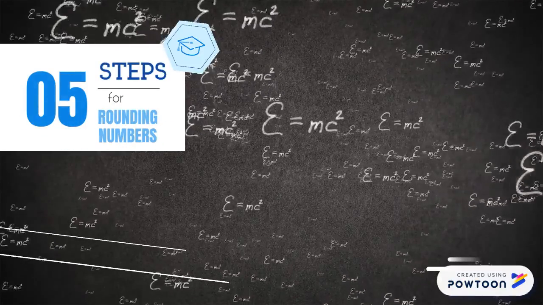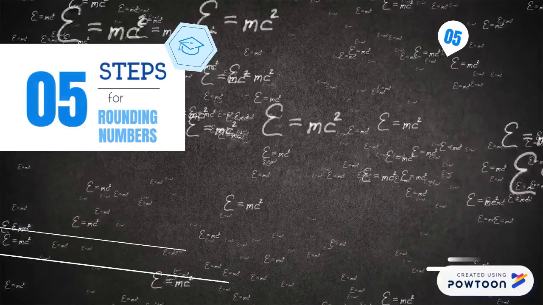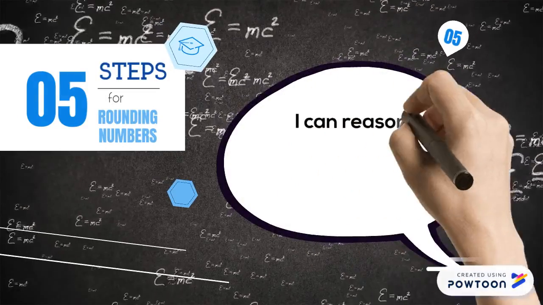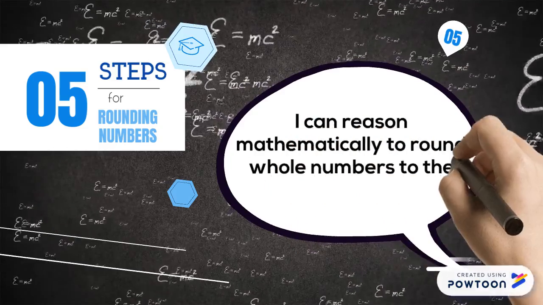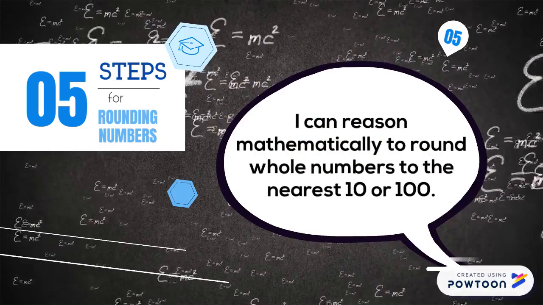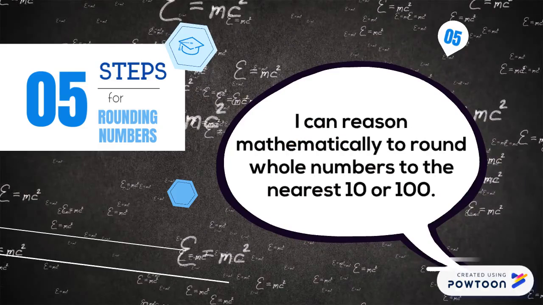Today we're going to look at the 5 steps for rounding numbers, keeping our goal in mind, which is I can reason mathematically to round whole numbers to the nearest 10 or 100.